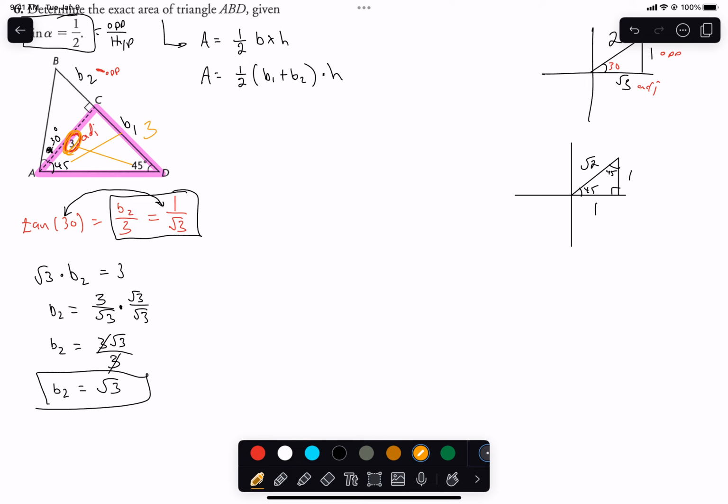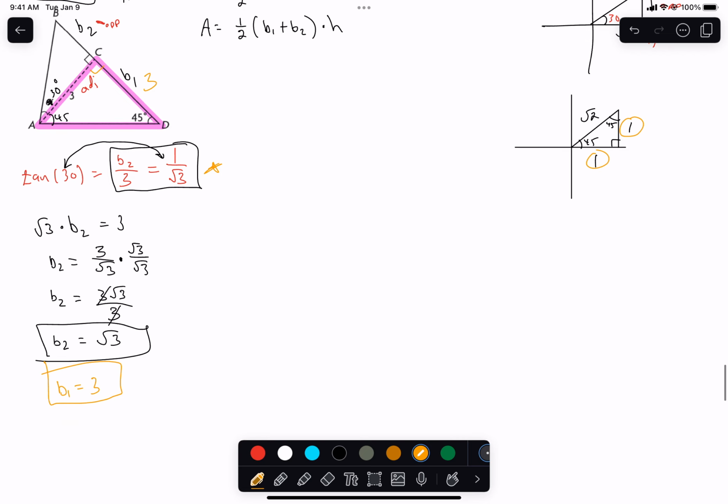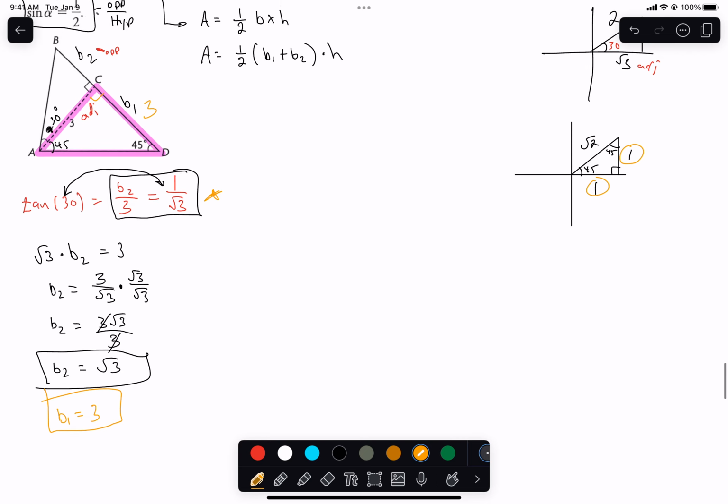I can prove that using the triangle, which I'm not going to do for the purposes of this video, but I can do the exact same work that I did here, because the ratio for tangent of 45 is 1 over 1. So we know, just based on pure geometry, that the other side length B1 has to be 3. And so now we're at the stage that I can actually calculate the area, because I know the two bases, and I also know the height of the triangle is going to be 3.